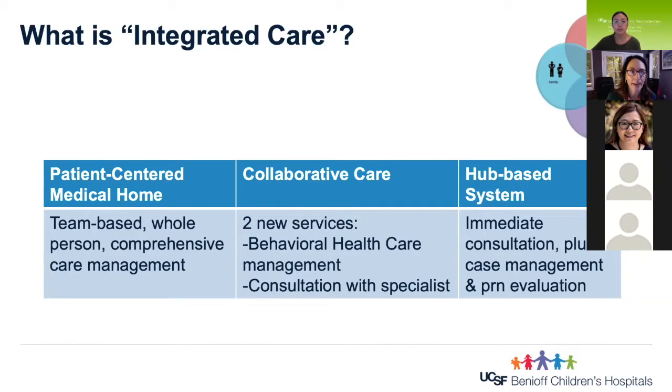Collaborative care is a model that's been developed through the University of Washington that introduces some newer services, namely having an on-site behavioral health care manager. This can be a psychologist or social worker or nurse or nurse practitioner, and then a consultation with a specialist. And we'll talk a little bit more about that in just a moment. And then we also have hub-based systems. So these provide immediate consultation, plus case management and as needed specialist evaluation. And child psychiatry access programs fall into this third category of the hub-based systems. Next.